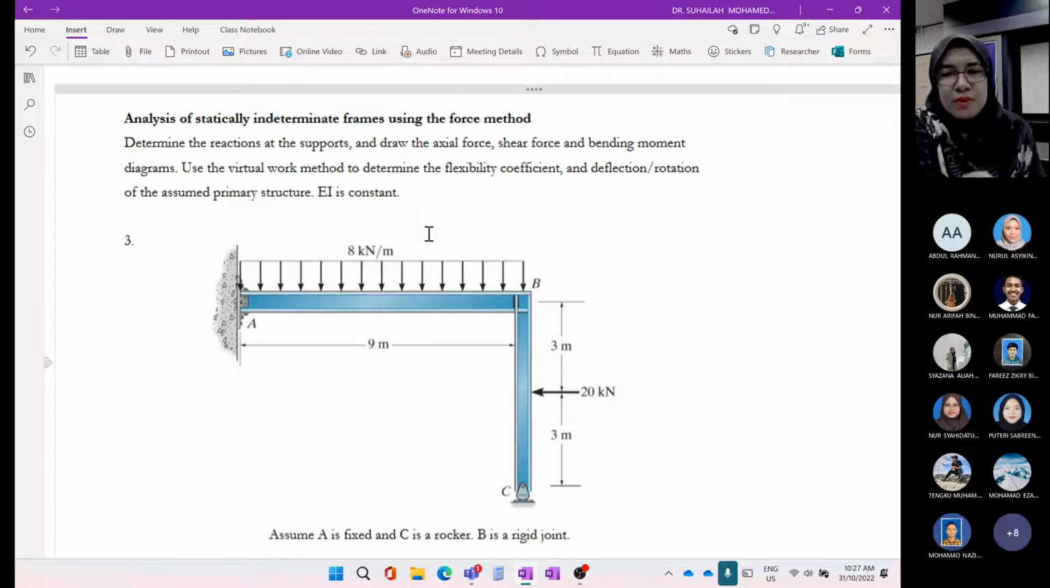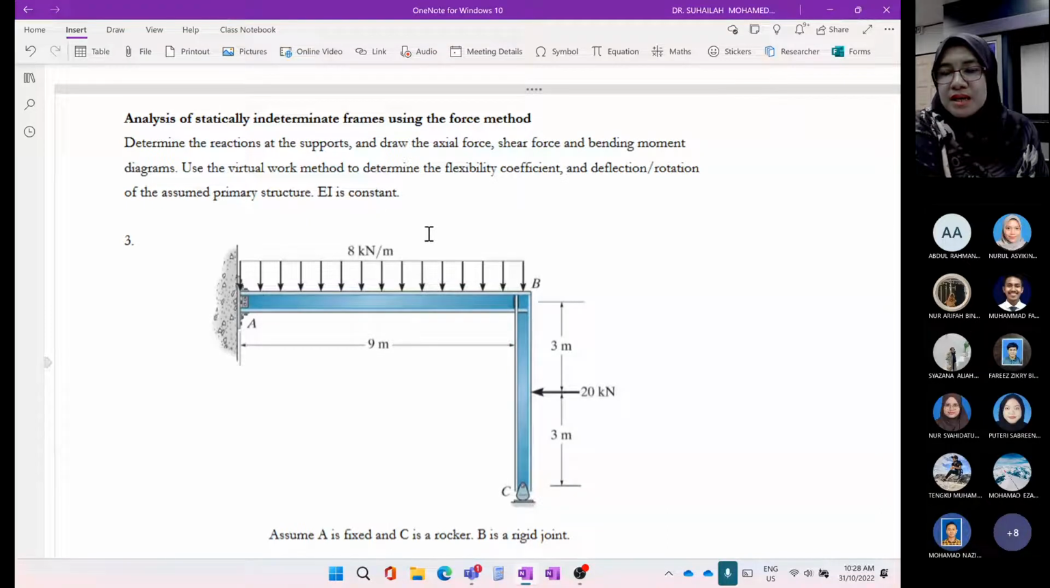Okay, so we are going to analyze this frame. It has A, B, and C. A is fixed, B is a rigid joint, and C is a roller. Determine the reactions. Of course, when we have an indeterminate frame, we analyze the unknown reactions using what we call the flexibility method, because we have more than 3 unknown reactions, and in this case there are 4.